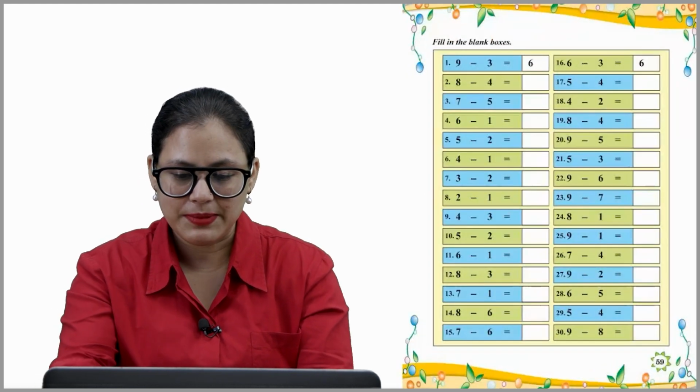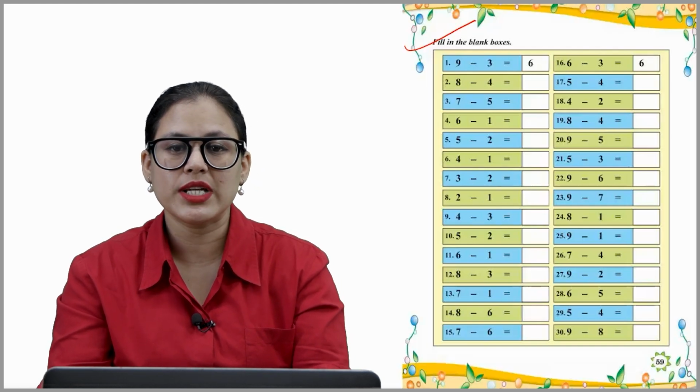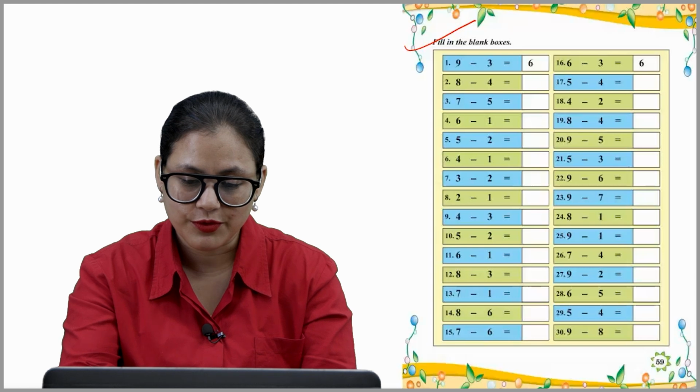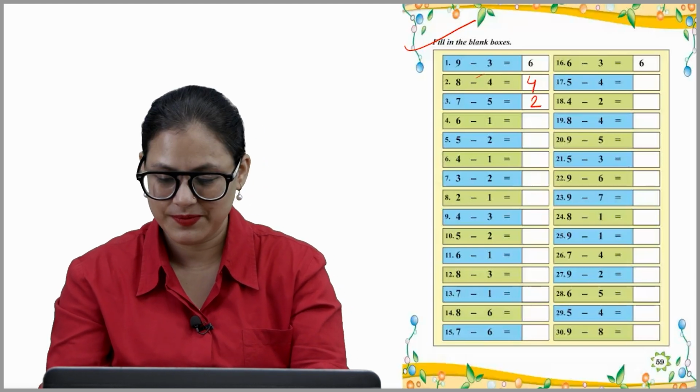Fill in the blank boxes. One has been done for you. 9 minus 3 is 6. 8 minus 4 is 4. 7 minus 5 is what? 2. Okay.